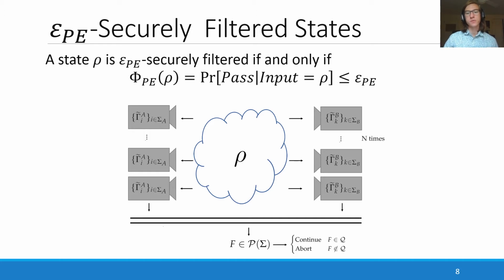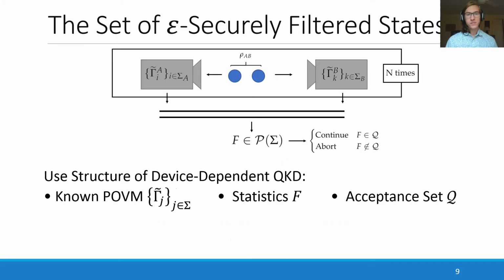Of course, this happens with low probability, and so the intuition is that you should throw out all input states which, except for with very low probability, you would abort on anyways. So visually, you could imagine any arbitrary state rho, you feed it into your n measurements, you use m of them to construct your frequency distribution f, and then you either abort or pass. It follows that we want to consider the set of epsilon securely filtered states so that we may ignore them.